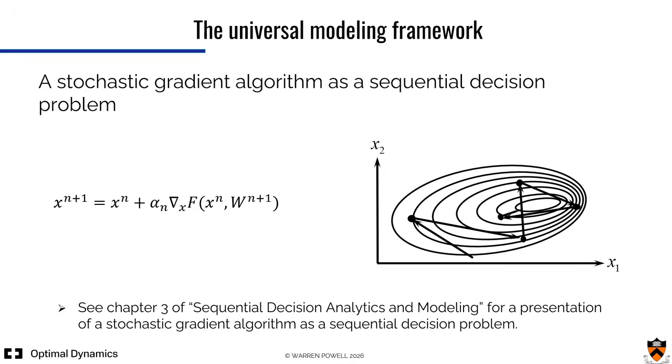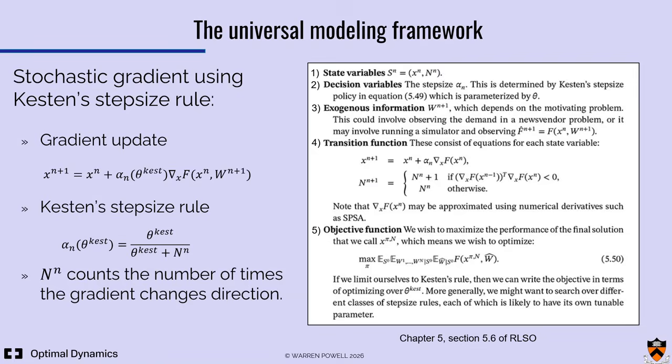Now, let me point out, here I've just illustrated a stochastic gradient algorithm. If this is familiar to you, people don't realize this is a sequential decision problem. That alpha n, which is called the step size, that's the decision, okay? And in Chapter 5 of my big book, I show how to model this as a sequential decision problem. Here are the 5 elements: state variables, decision variables, like the step size, the exogenous information, the transition function, and I show those there, and then the objective function.